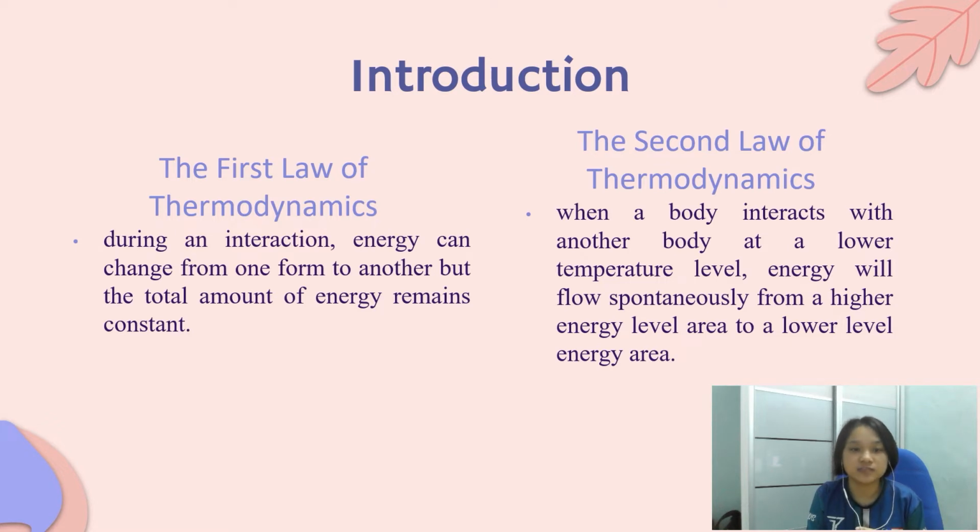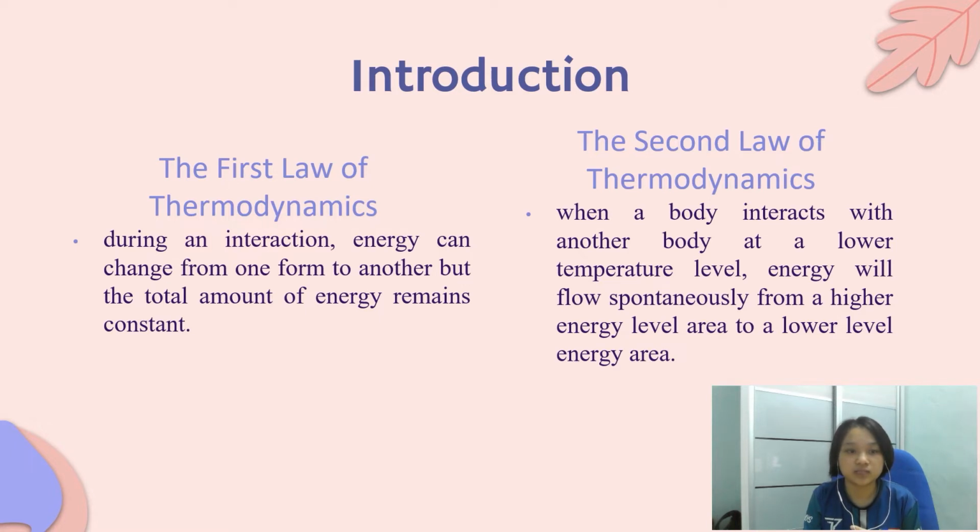The second law of thermodynamics states that when a body interacts with another body at a lower temperature level, energy will flow spontaneously from a higher energy level area to a lower energy level area. Heat can only be transferred from a hotter area to a colder area, but not vice versa. As a result, some of the natural processes are irreversible. Therefore, natural processes that involve energy transfer must have one direction.